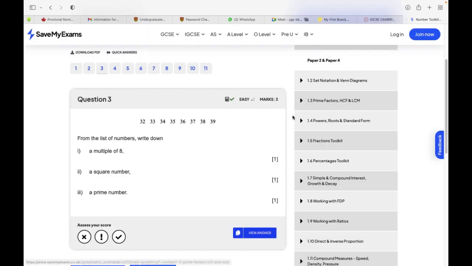Now let's move on to the next question. So we've answered 3 questions. This is a standard IGCSE question that you can find. They tell you to find the multiple of 8 from these numbers. We found it to be 32. The square number here, we found it to be 36. And the prime number here, we found it to be 37. Is that okay? Okay. Now let's go to the next question.